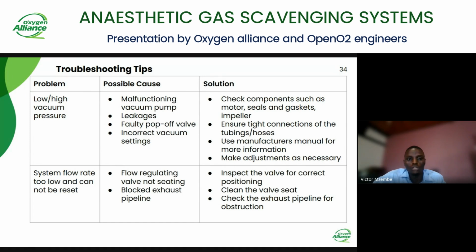The second problem that you might encounter is the system flow rate being too low and you are not able to reset it. As I said, for the systems that have a flow regulating valve, you can encounter that problem. The possible cause could be that the flow regulating valve is not seating, so you have to inspect the valve for correct positioning. Another possible cause could be a blocked exhaust pipeline. So you just have to check the pipeline for obstructions and then clean it or replace it as necessary if it is kinked.